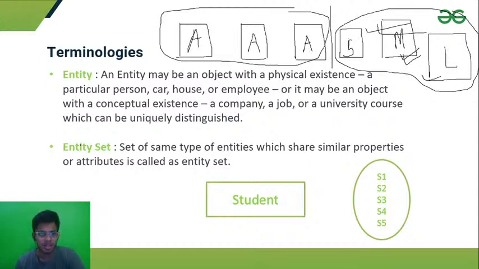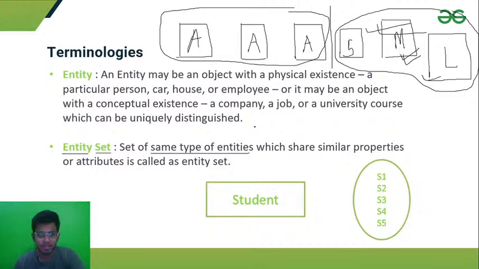So moving on to the entity set, what is an entity set? From the terminology we get that it is a set of entities, but more precisely, it is a set of entities of the same type, right?